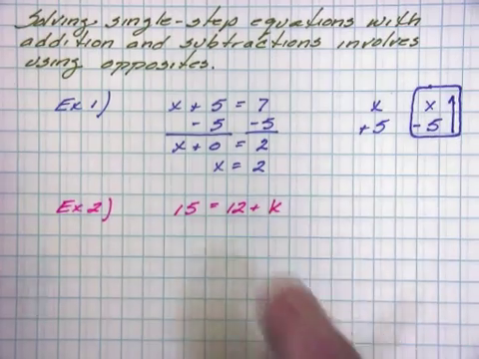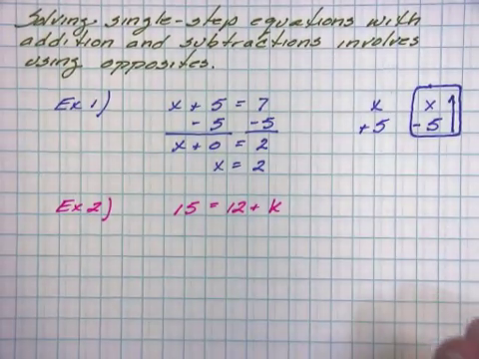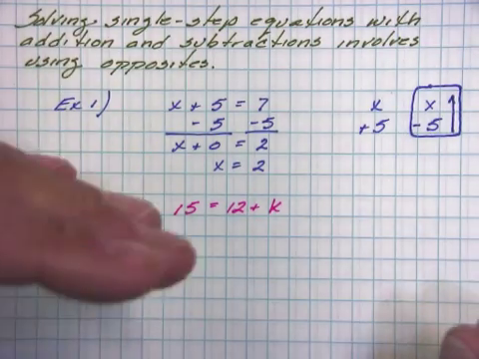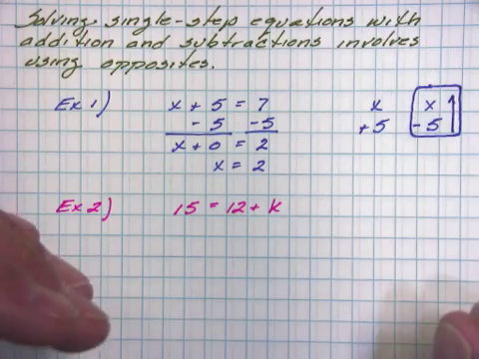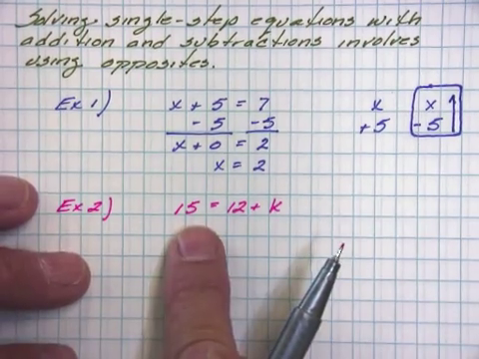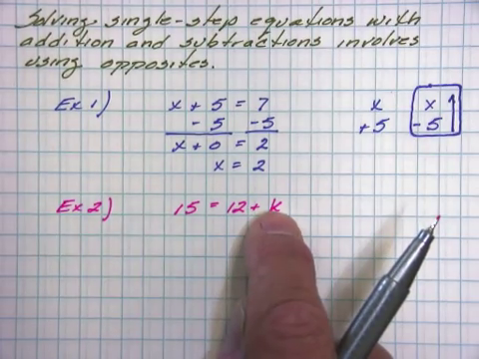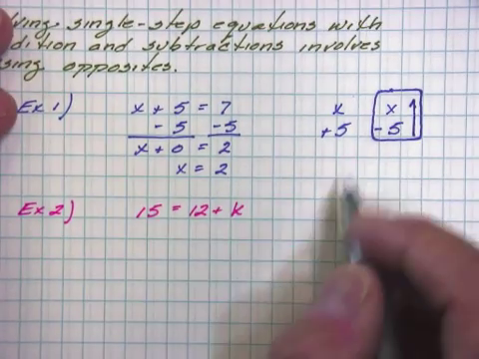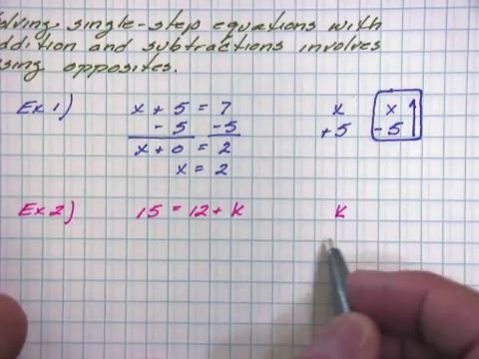Okay, this time I'm going to go 15 equals 12 plus k. Now, what you want to do is start asking yourself, how is each example different than the one above? Or how is each problem in your homework different than the one above? Because each problem is trying to teach you something. Well, this problem is different because the variable is now on the right-hand side of the equation. Doesn't mean it's going to change how we solve it.